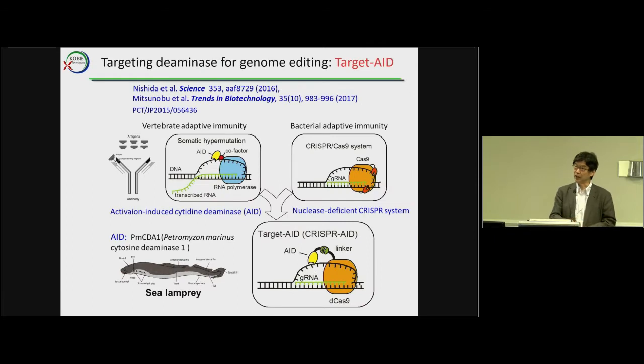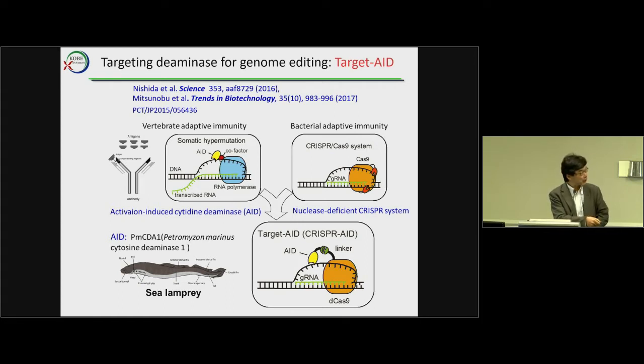Actually, the idea comes from this. If you think about the vertebrate adaptive immune system, usually this system, AID, activation-induced cytidine deaminase, creates mutations to diversify antibody specificities. So in a sense, you probably understand this might be very specific just to create diversity of the antibodies. If you look at these systems, this AID just functions in a single-stranded area.